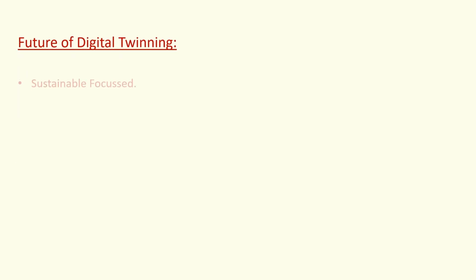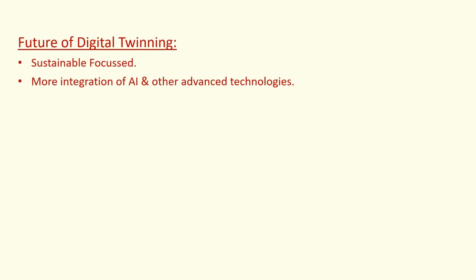The future of digital twinning is very promising. AI as well as other advanced technologies will be more integrated. Digital twinning will focus more on sustainable solutions, and it will be used across various diverse industries. That's it, guys. We had a complete overview of the entire digital twinning technology. We understood that digital twinning is the virtual representation of a physical object used to monitor performance and predict outcomes.